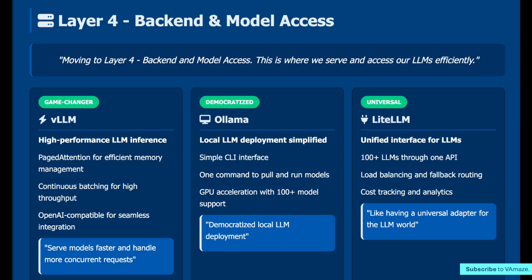Layer 4, Backend. Moving to Layer 4, Backend and Model Access. This is where we serve and access our LLMs efficiently. vLLM is a game changer for LLM inference. It uses paged attention for efficient memory management and continuous batching for high throughput. The result? You can serve models faster and handle more concurrent requests. Plus, it's OpenAI compatible, so integration is seamless.